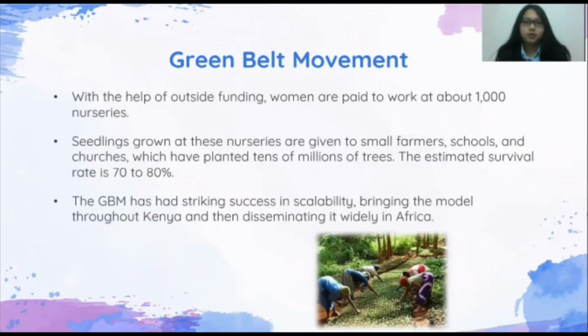With the help of outside funding, women are paid to work at about 1,000 nurseries. Seedlings grown at these nurseries are given to small farmers, schools, and churches, which have planted tens of millions of trees. The estimated survival rate is 70 to 80%. GBM has had striking success in scalability, bringing the model throughout Kenya and then disseminating it widely in Africa. This success was noted by the Nobel Committee when awarding the prize to Professor Maathai.